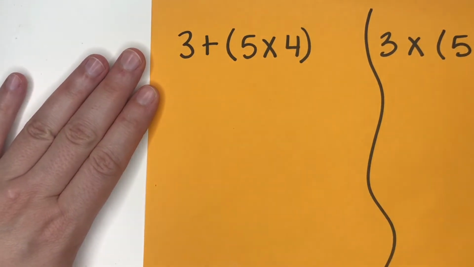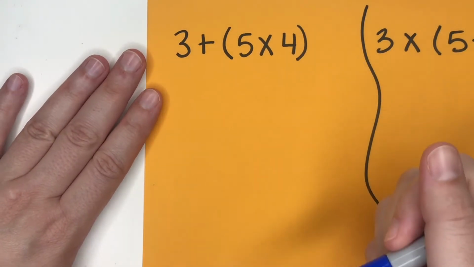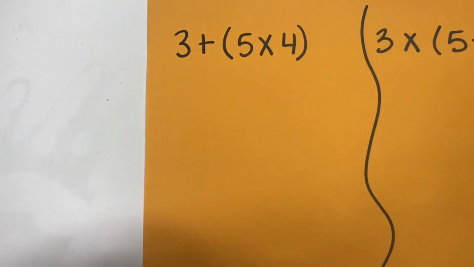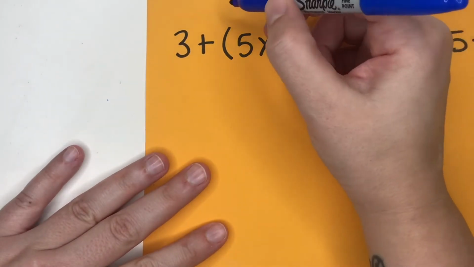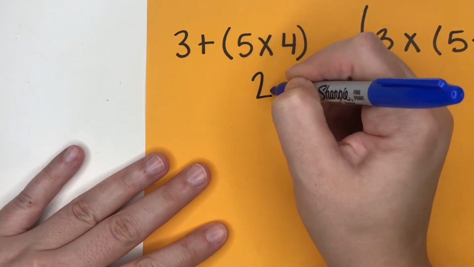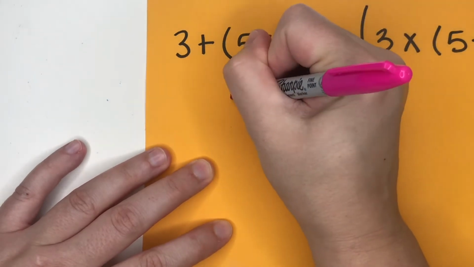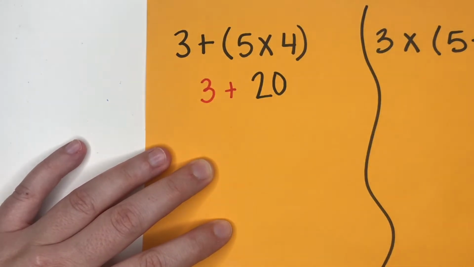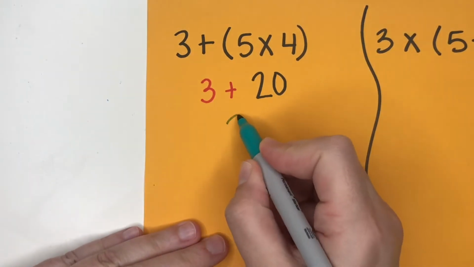I have some different colored markers here so I can work through the problems and you can see the steps as we work through them. So PEMDAS tells us that multiplication is going to be first, and especially inside a parentheses here. So we have 5 times 4, which is 20. And we're going to add it to 3. So that means that our answer ends up working out to 23.